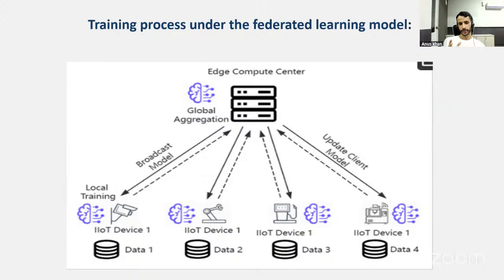They use their private data to train the model, and after training, all of those IoT devices send the model updates back to the edge compute center in an encrypted way. And what does the edge compute center do? It aggregates the model updates and sends back enhanced, unified model updates to all the IoT devices to enhance their learning. So that is how federated learning model training works. Moving to the next slide.